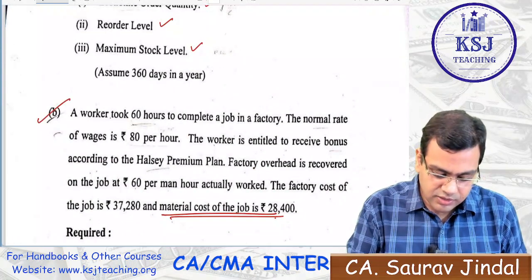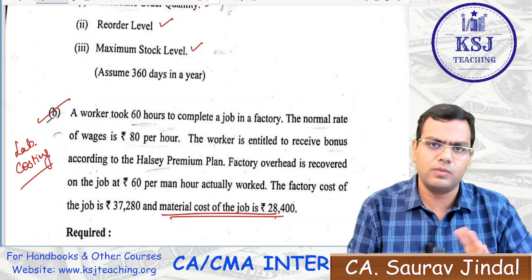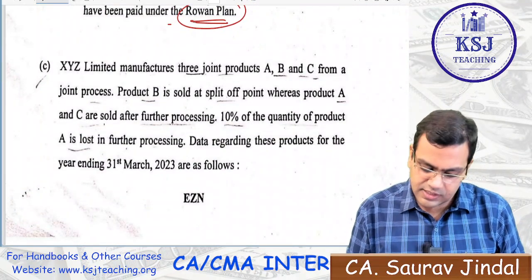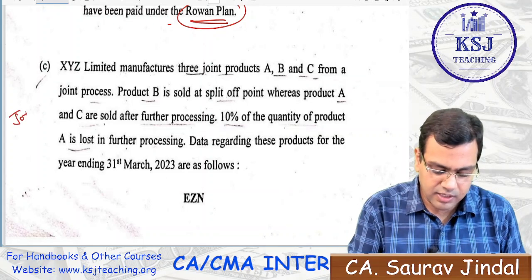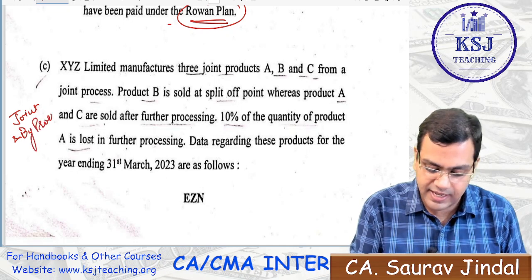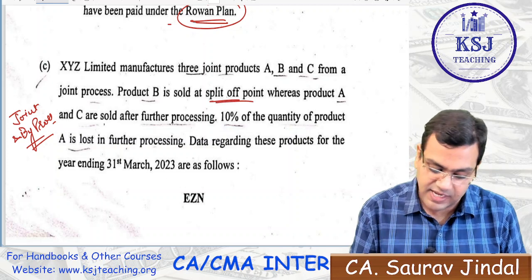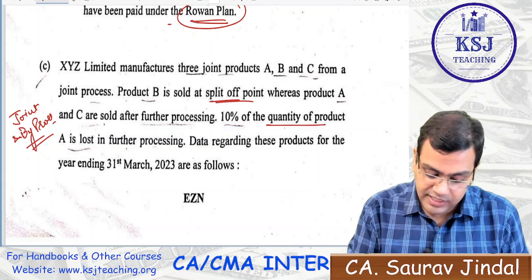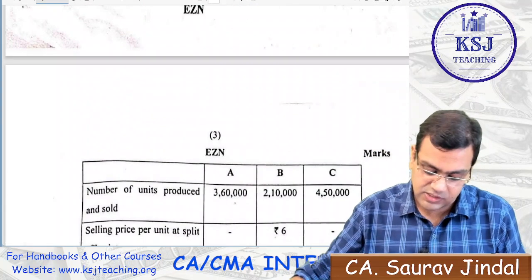So labor costing question, sir. Labor costing, another simple, straightforward question, not at all difficult. Joint products, a similar kind of question was there. Joint and byproduct, not at all a difficult question by NRV. This question was required to be done by NRV, right? A, B, C from the joint product, B is sold at split off point, whereas A and C are sold after further processing. 10% of the quantity of product A is lost in further processing. Data regarding those products are given as follows.